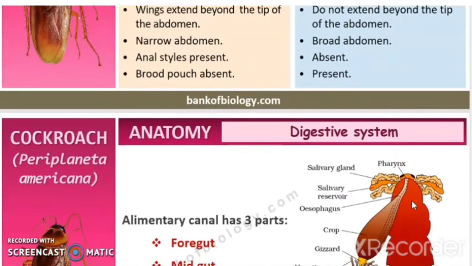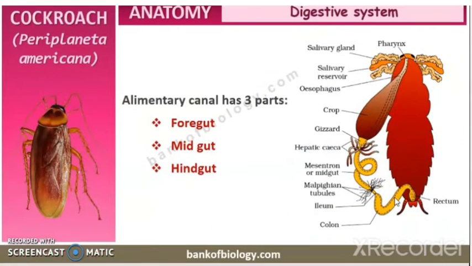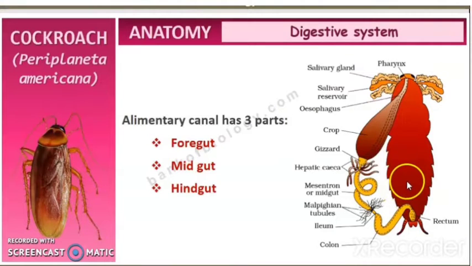Right, so now let us see the first part of the anatomy, which is the digestive system. Then we will be learning about the other systems. The alimentary canal, which is present in the body cavity, is divided into 3 regions: foregut, midgut, and hindgut. This is the foregut, it starts from here and ends here. This is the midgut, and the last one is the hindgut. This tubular portion is called the midgut, and this is the hindgut.